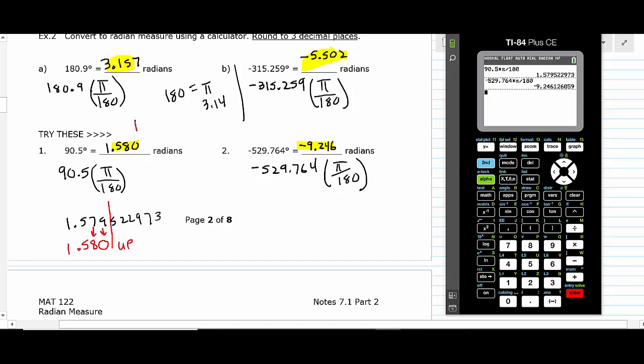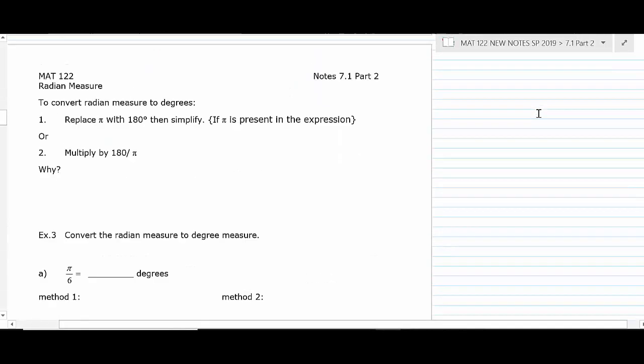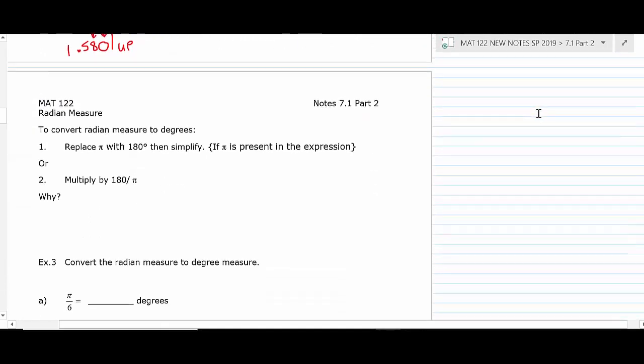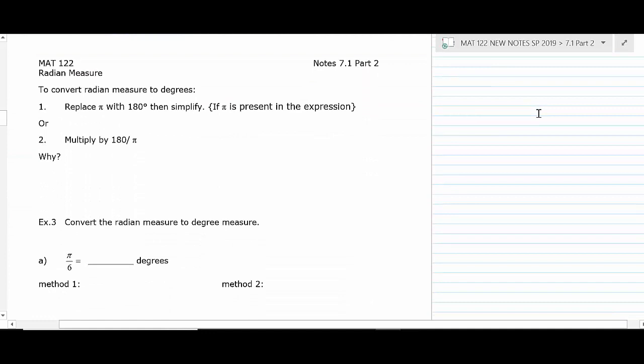Now, if you write your answer as 1.58, that's also okay. You don't have to put the 0 on there in that case. All right, very good. Let's go ahead and move to the next thing, which we're just doing in the opposite direction. So now the question is, we want to go from radians to degrees.